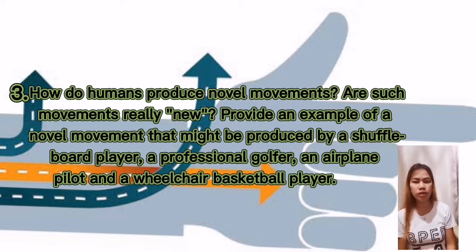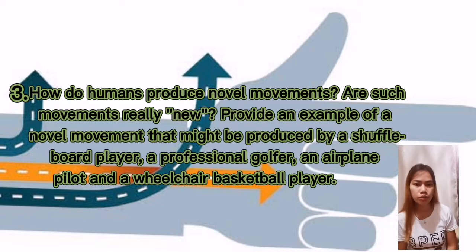Are such movements really new? Provide an example of a novel movement that might be produced by a shuffleboard player, a professional golfer, an airplane pilot, or a wheelchair basketball player. According to Roller et al. 2012, the production and control of human movement is a process that varies from a simple reflex loop to a complex network of neural patterns that communicate throughout the central nervous system and the peripheral nervous system.